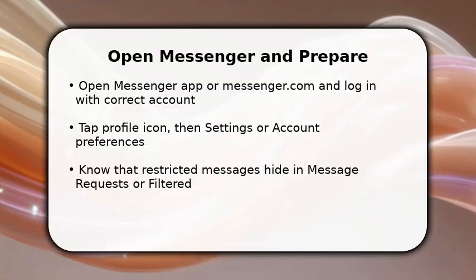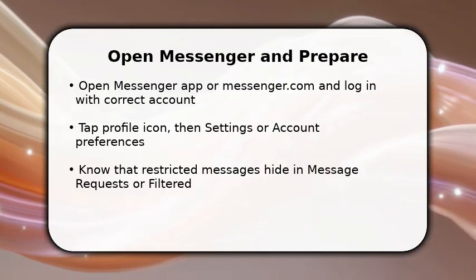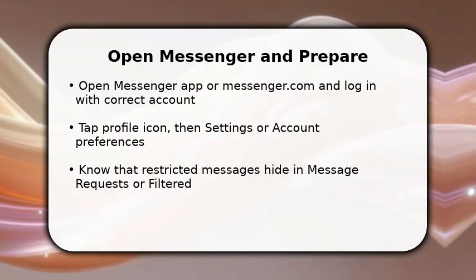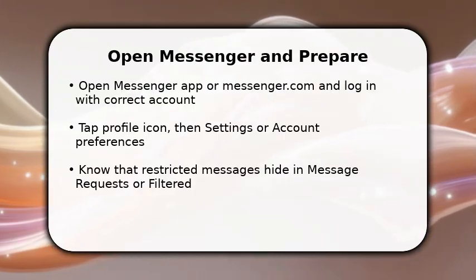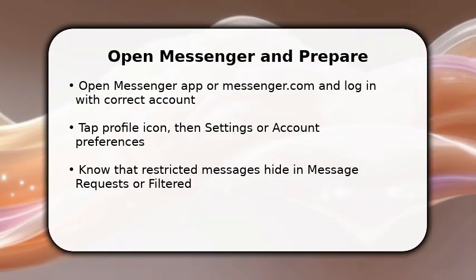You start by opening Messenger on your phone or Messenger.com in a browser. Tap your profile icon to access settings. This gives you the filters and controls you need. Once done, go straight to privacy or message requests so you can inspect messages that didn't appear in your inbox.